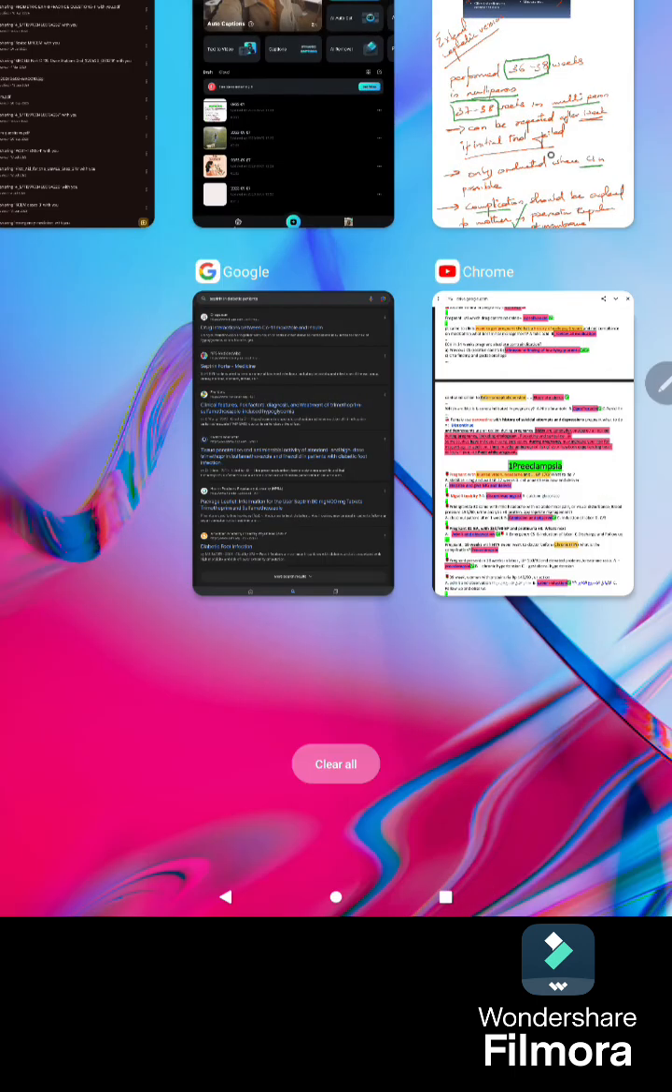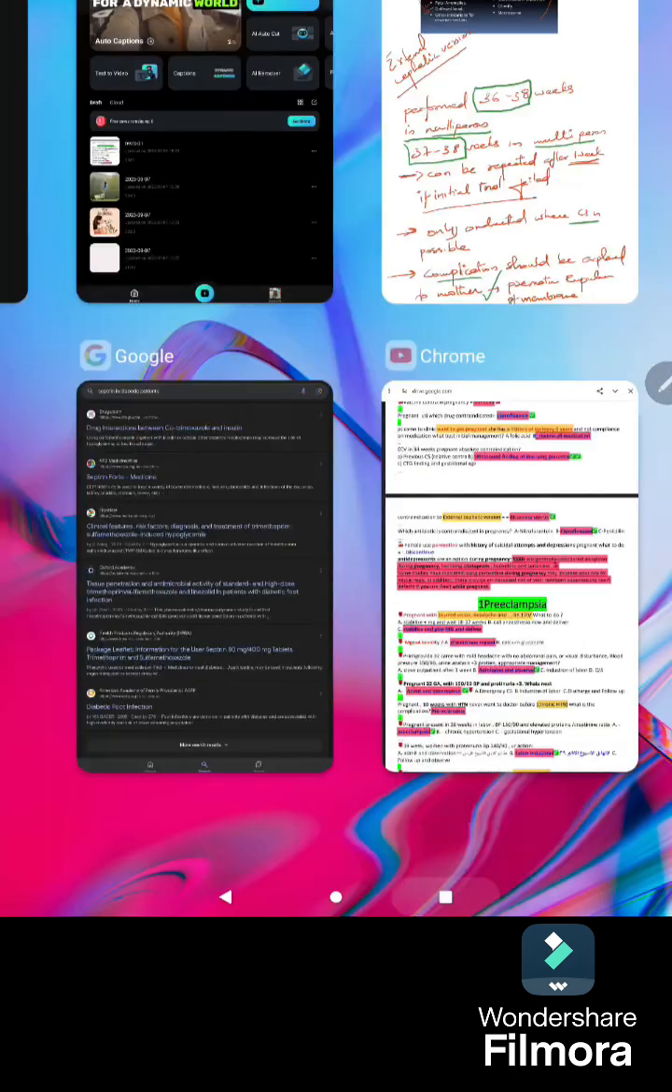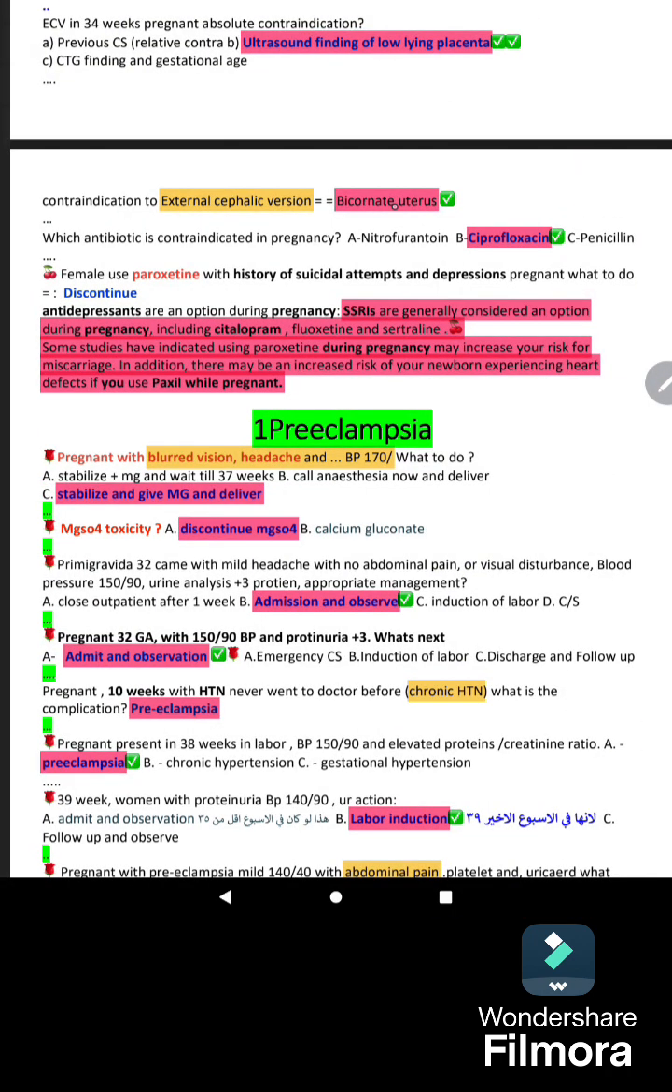Now we are moving on to the questions again. Okay, which antibiotic is contraindicated in pregnancy? You can see that is nitrofurantoin, ciprofloxacin, penicillin. Nitrofurantoin and penicillin are not contraindicated in pregnancy. Ciprofloxacin is the antibiotic that is contraindicated in pregnancy.